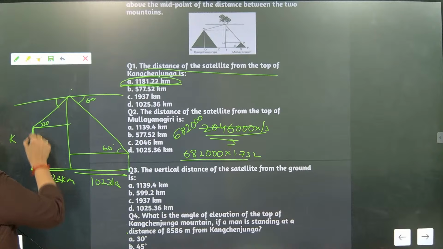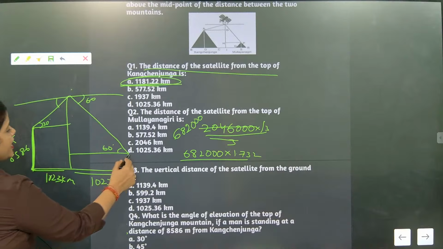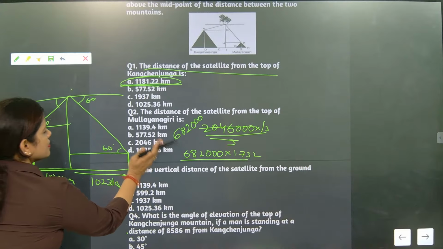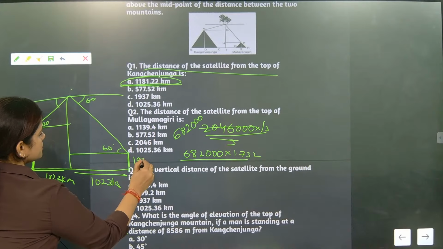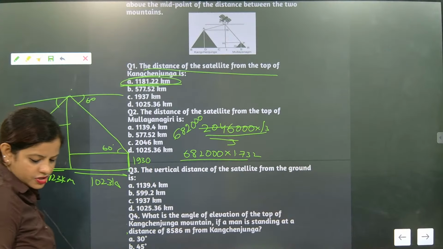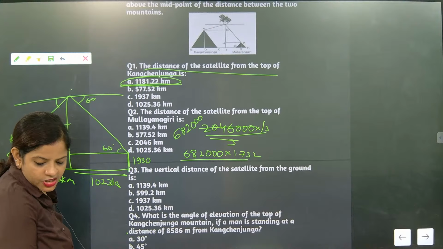Now what is the height of this? This is the height of Kanchenjunga. 8586, na? And what is the height of this one? 1930. Okay. So these are exactly the two things we have done. Now we are going to go for the next one.